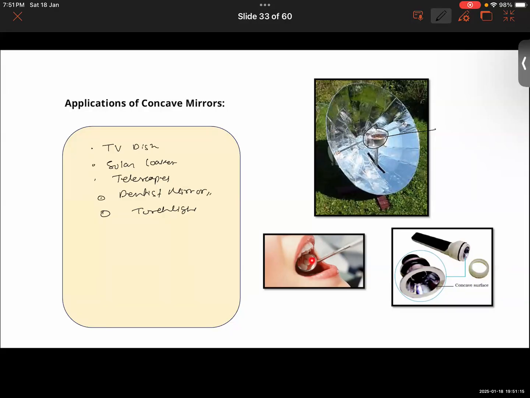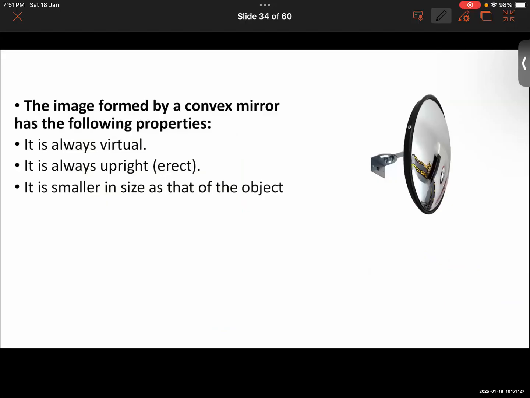Why is it used? When this concave mirror is brought close to the teeth, it gives an enlarged view, basically forming a bigger image of the teeth. Talking about the convex mirror, take a look at the surface of this convex mirror. Isn't it bulging outward? Bent outward, right?